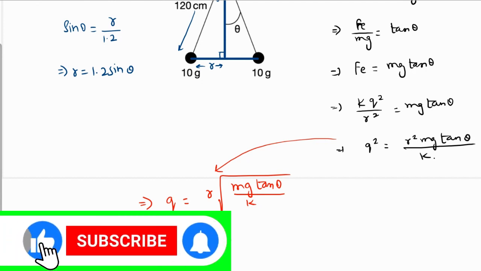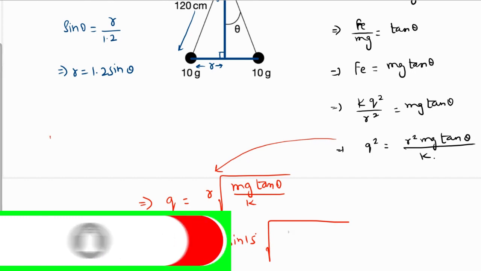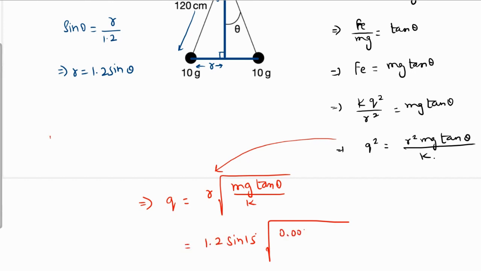So r is 1.2 sine of 15 degrees. Root of mass is, I think, 10 grams, right? So 10 grams is what? I'm sorry, 0.01 kilograms. That is the mass. Gravity is 9.8, times tan of 15 degrees, over k, which is 9 times 10 raised to 9. Big numbers.